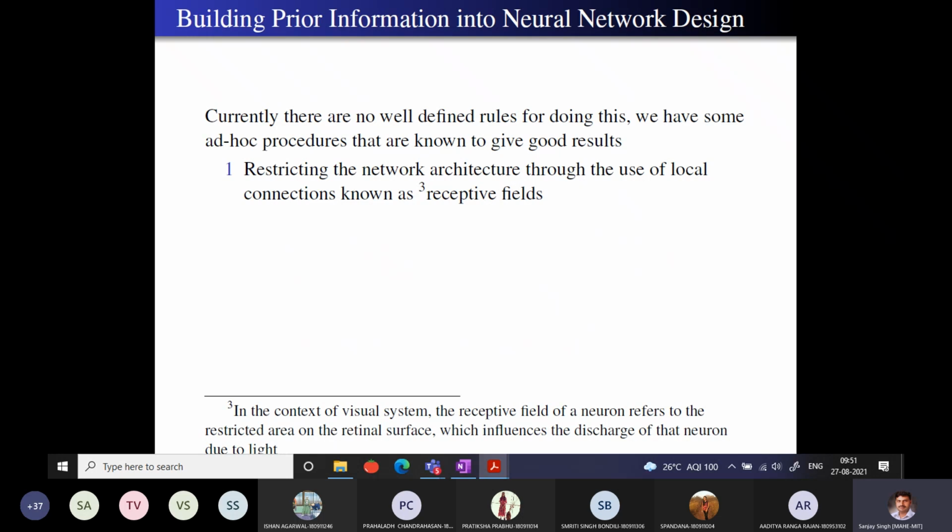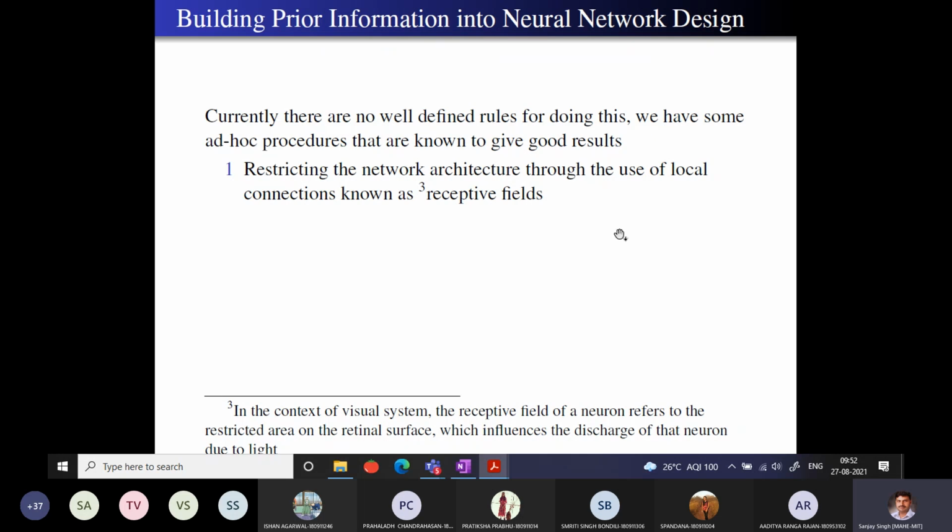Now the question is, how do I go about building prior information into neural network design? Currently, as they mention very clearly, there are no well-defined rules for doing this. We have some ad hoc procedures that are known to give good results. But I told you about transfer learning, which is very much in demand now and frequently used. From a classical perspective, this is how it goes: we can restrict the network architecture through the use of local connections known as receptive fields.